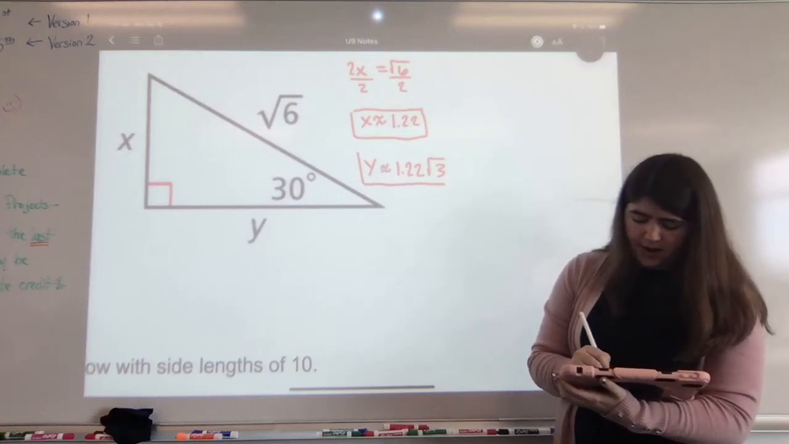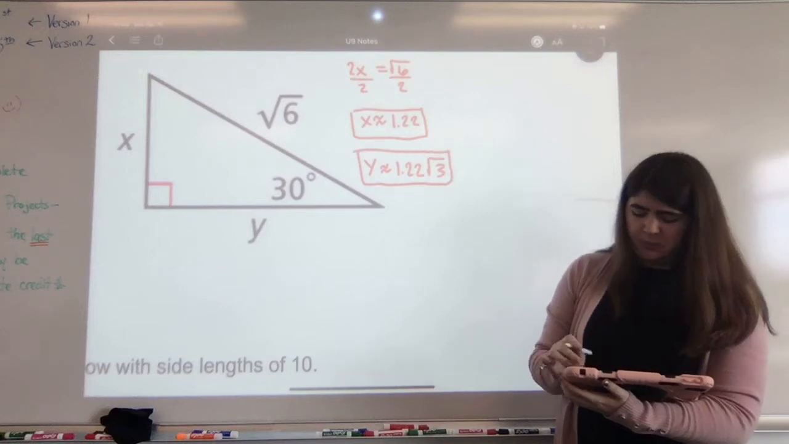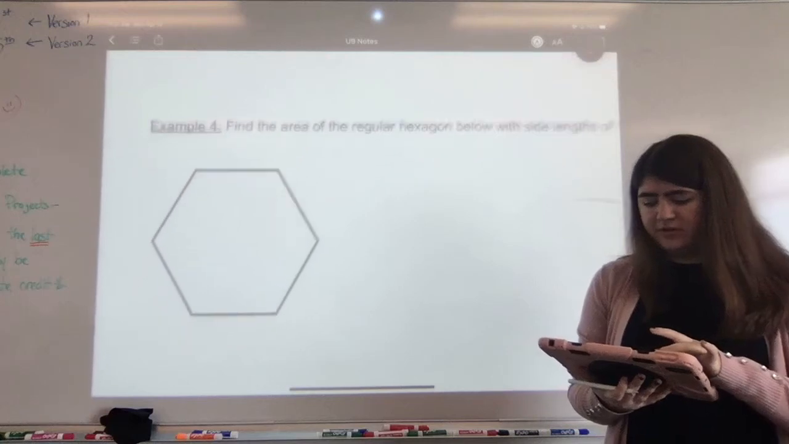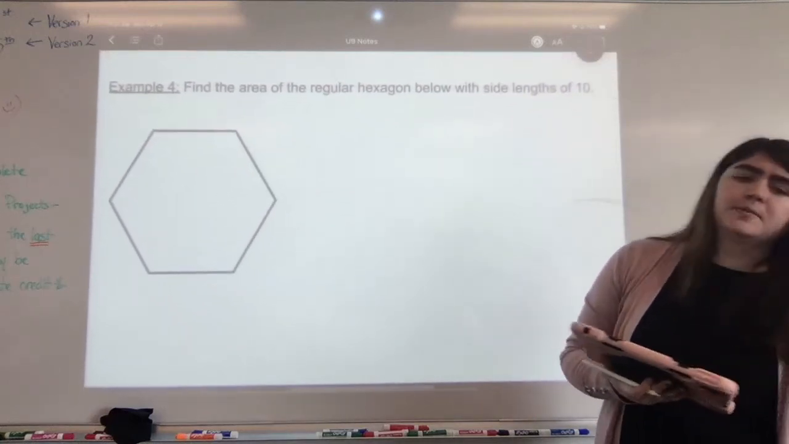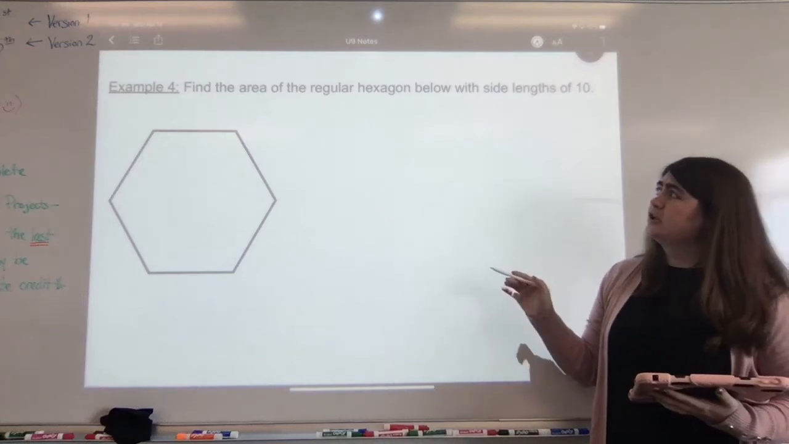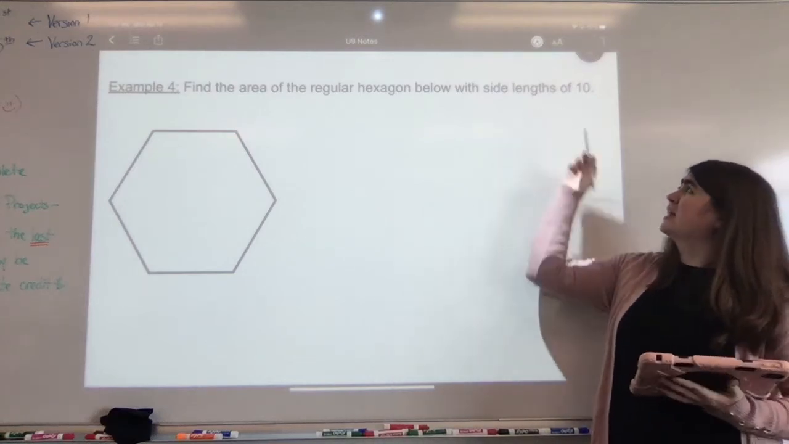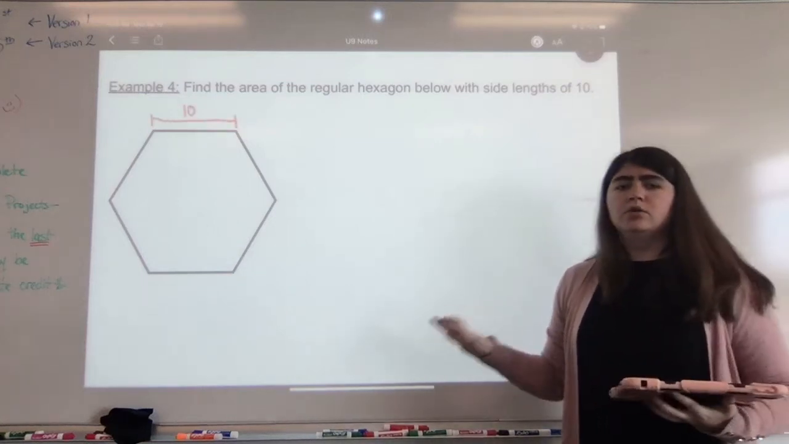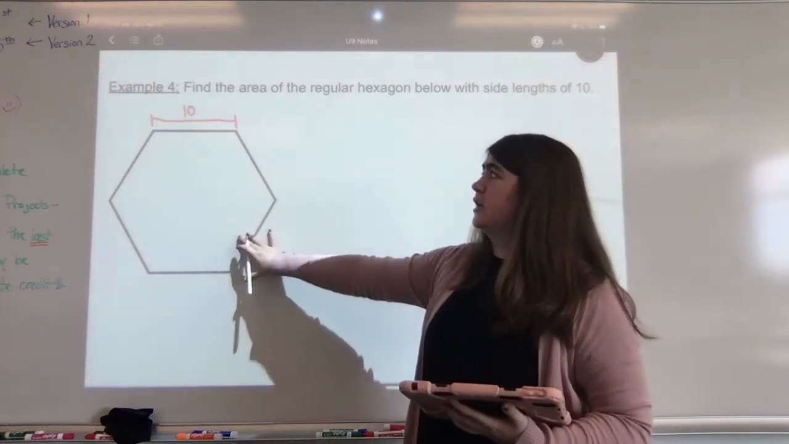So y is approximately equal to 1.22 times the square root of 3. All right, we have one more example here, and then we're going to get some terminology. Example 4 says to find the area of the regular hexagon below with a side length of 10. So we know that this piece is 10. And as of right now, we don't know the formula for finding the area of a hexagon.